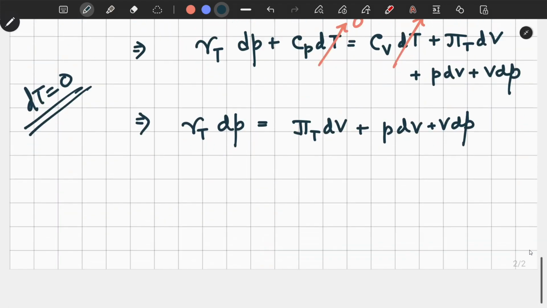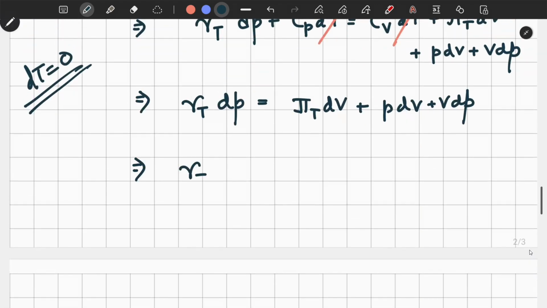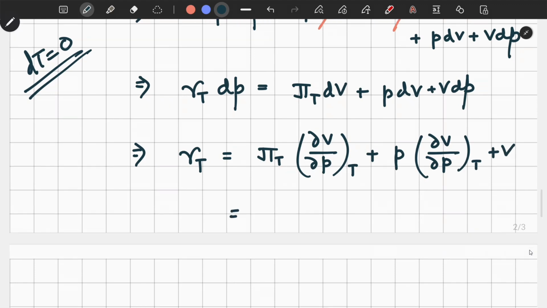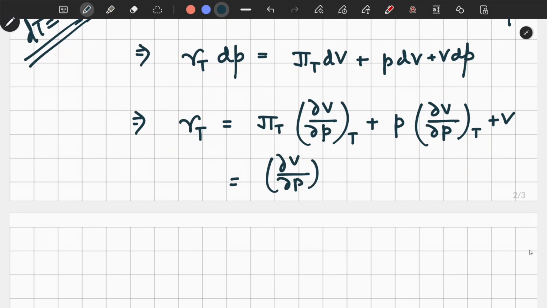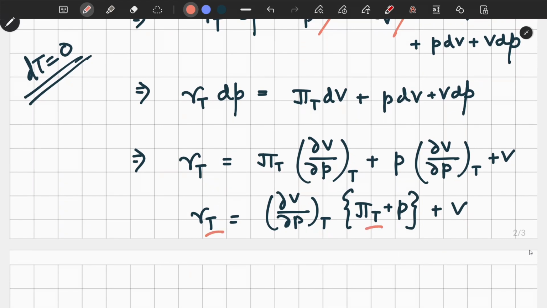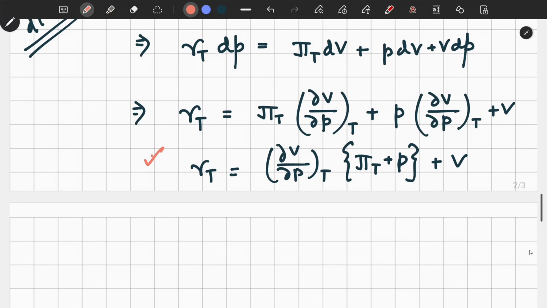Because it is an isothermal process, that's why T is constant. Plus V. So this is the equation. Why is the isothermal process considered? Because if you remember, this pi T and gamma T are also defined for constant temperature, so you have to consider the isothermal process. So this equation is valid. If you know gamma T, then you can calculate pi T using this equation.